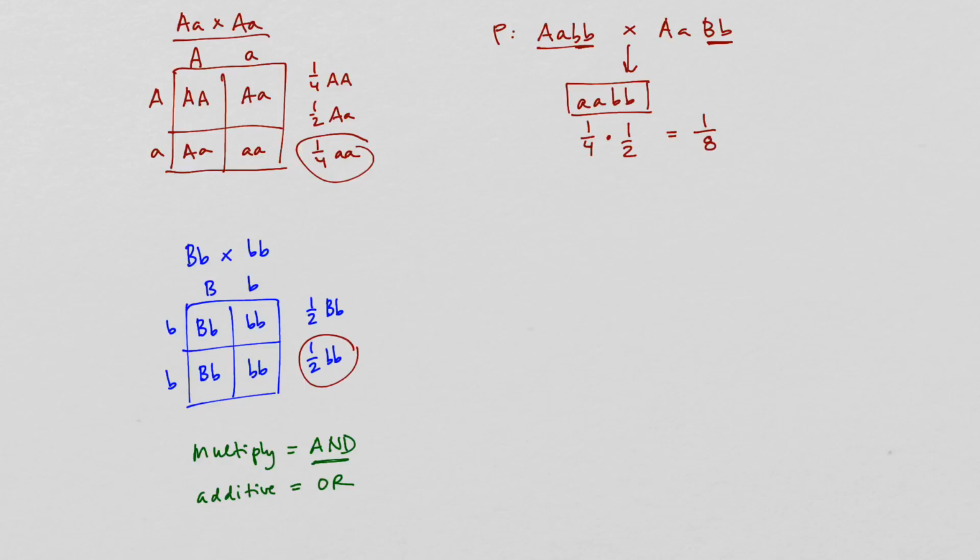If we wanted to ask about the probability of getting this genotype, big A, little b, in the offspring, we could check the Punnett squares again and see 1/2 of the offspring will be heterozygous for big A, and 1/2 of the offspring will be homozygous recessive for B. So 1/4 of the offspring from this parental cross will have the big A, little b genotype.